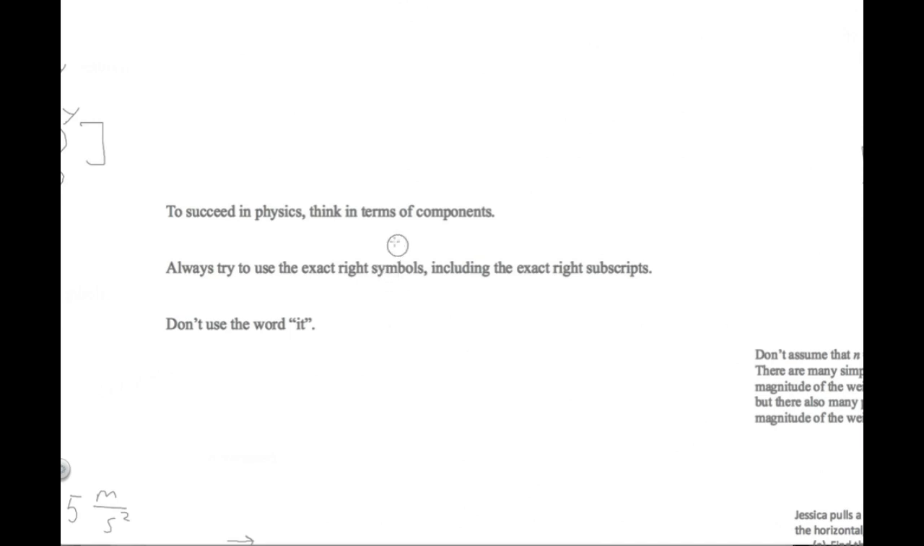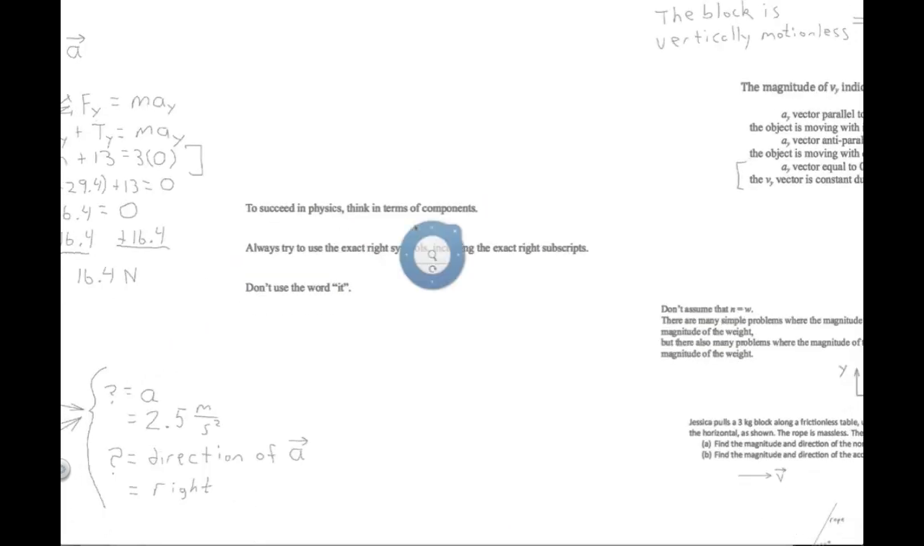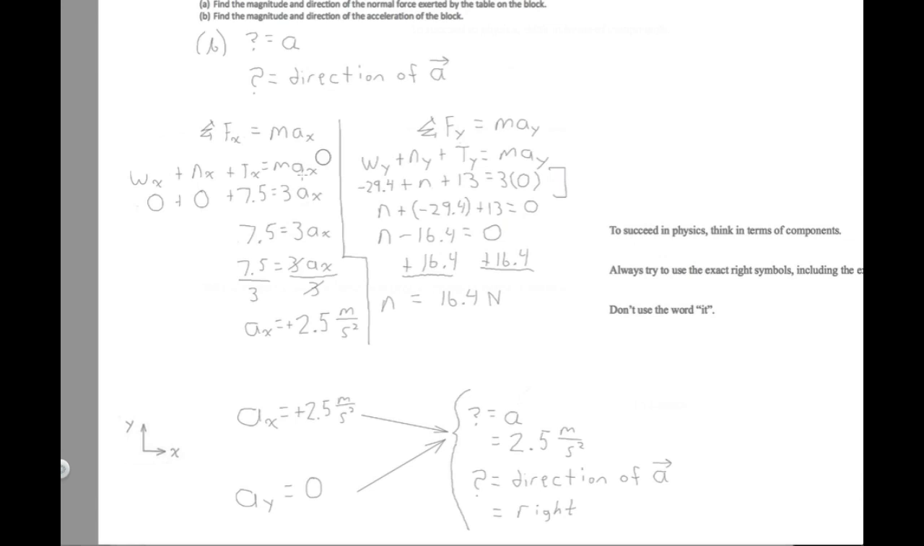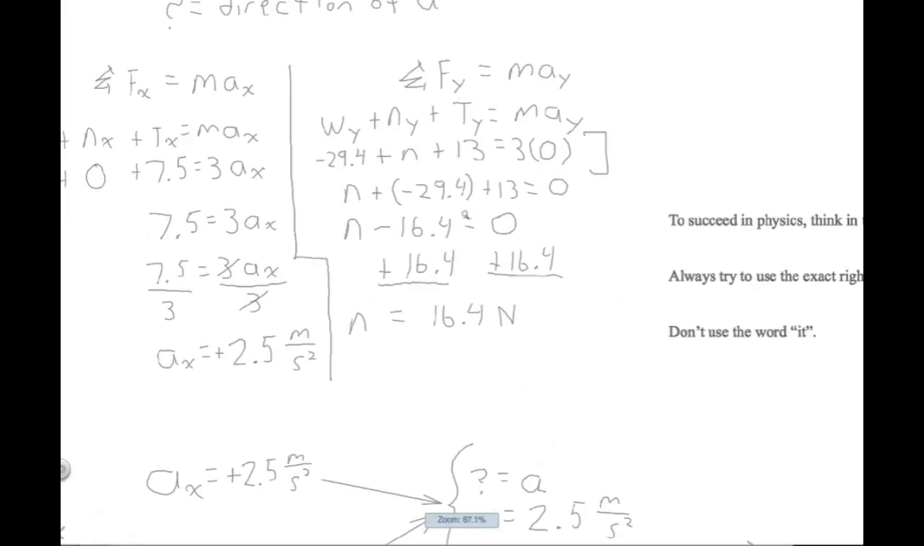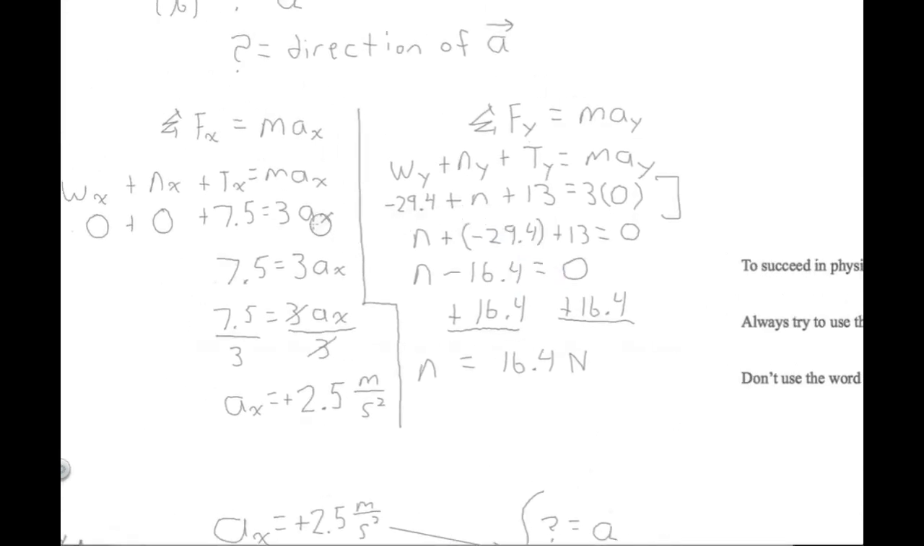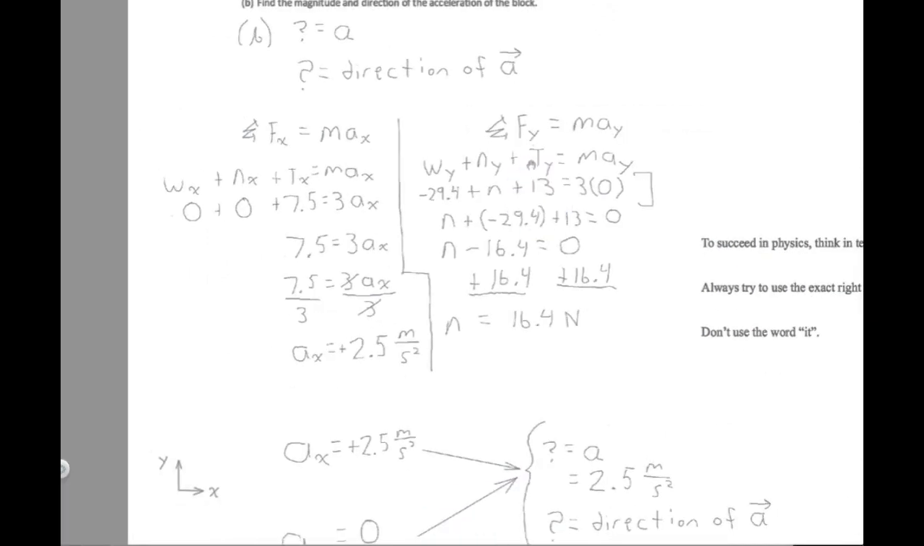Here are some more principles that you should try to imitate when you're solving problems. To succeed in physics, think in terms of components. I hope you saw how crucial the components were in solving this problem. For example, remember that our analysis for a sub x was completely different from our analysis for a sub y. A sub y was 0, and a sub x was an unknown that we had to figure out. So we had to think about a sub x separately from a sub y. That was a great example of the importance of thinking in terms of components.